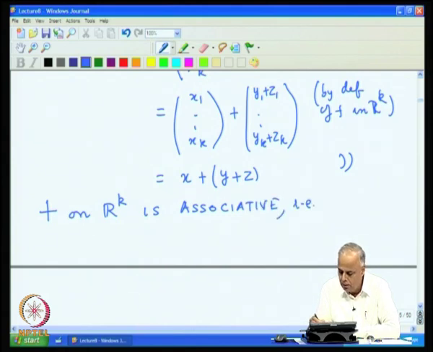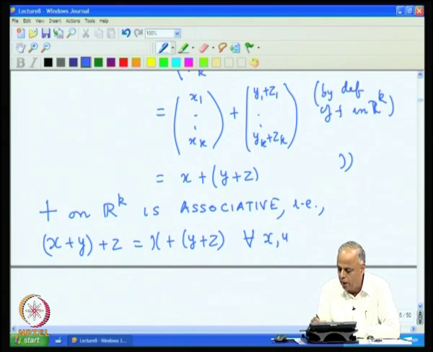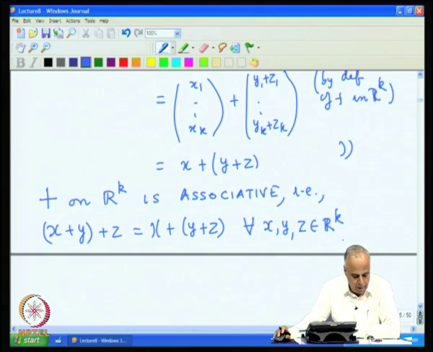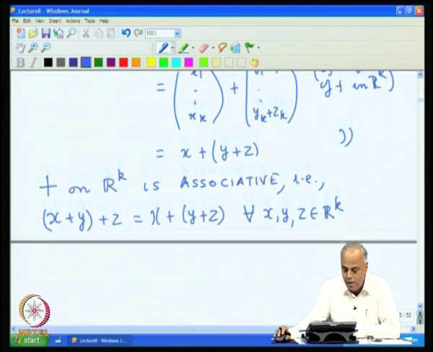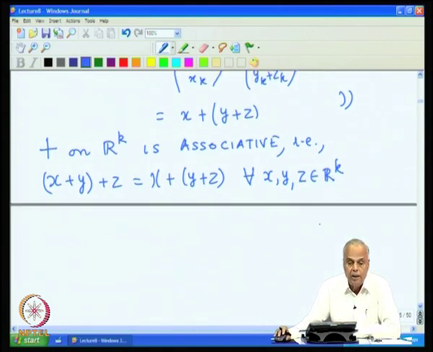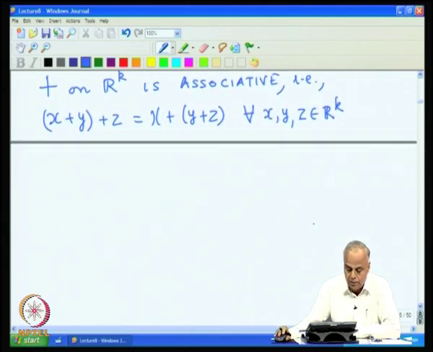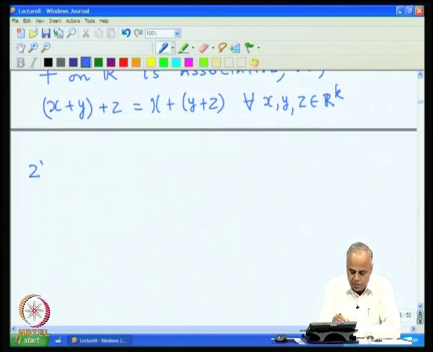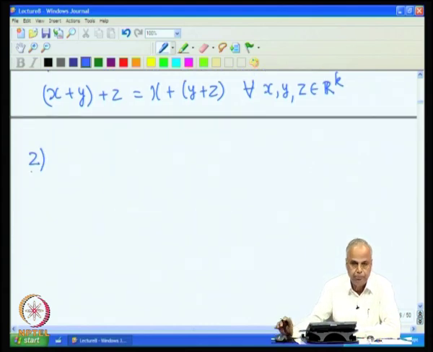That is, x plus y plus z is the same as x plus y plus z, with the bracketing moved, for every x, y, z in R k. So, first we have defined the notion of addition, then we have observed that this addition is such that whenever x and y are in R k, their sum is also in R k, and then the addition obeys the associative law. The next property we observe about addition is the following.